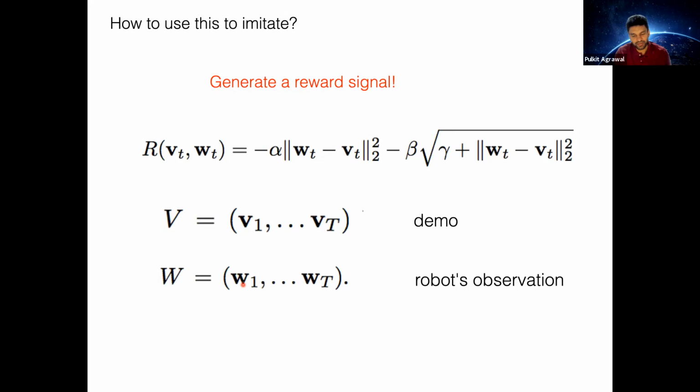But just to repeat, what do I mean by frame by frame? I mean that if in a demonstration at time step t, the cup is at a certain position, the robot also wants to put the cup in the same position at time step t. And this is what this reward function is encouraging the system to do. And the question is, when is this a bad idea?